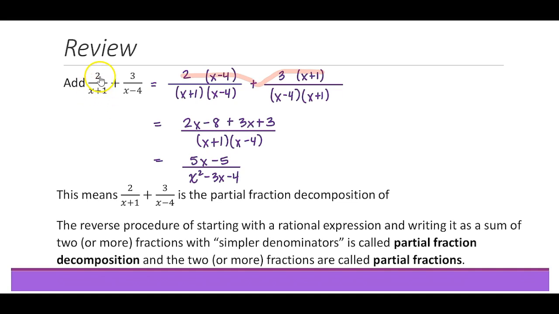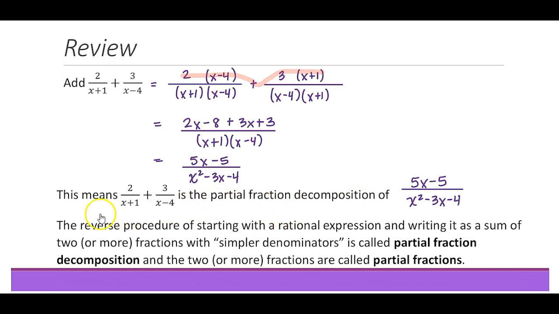So we started with 2 over the quantity x plus 1 plus 3 over the quantity x minus 4, and combining those together we got the quantity 5x minus 5 all over x squared minus 3x minus 4. So this means that 2 over x plus 1 plus 3 over x minus 4 is the partial fraction decomposition of 5x minus 5 all over x squared minus 3x minus 4.